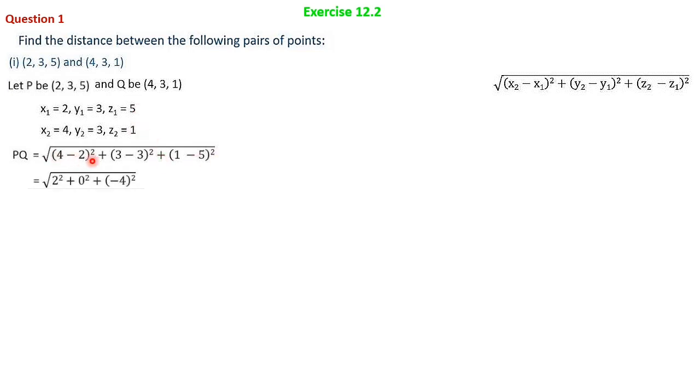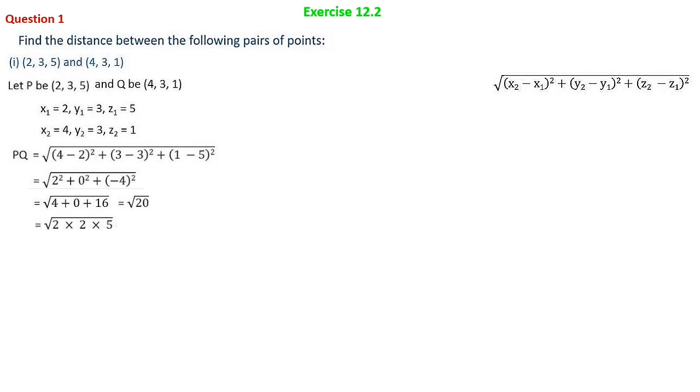That is equal to 4 minus 2 is 2, so 2 square, plus 3 minus 3 is 0, so 0 square, plus 1 minus 5 is minus 4, so minus 4 square. That is, 2 square is 4, 0 square is 0, minus 4 square is 16. Minus square, when we take it, will come as plus. That is equal to root of 4 plus 16, that is root 20. This root 20 we can simplify. When we factorize 20, we get 2 into 2 into 5.